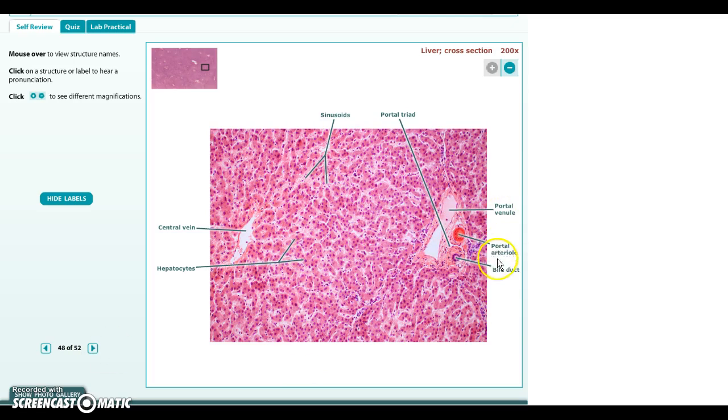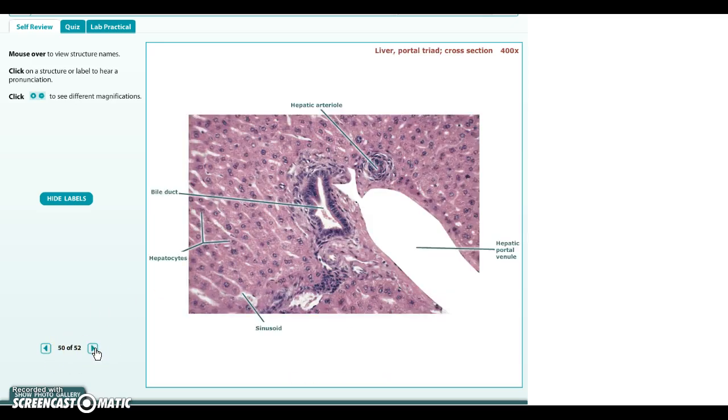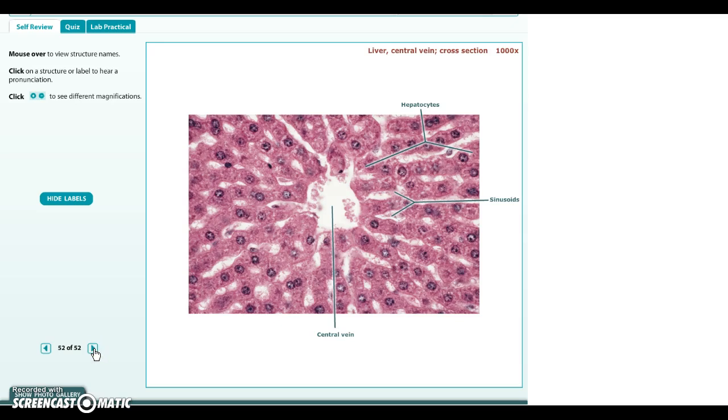As we continue here, there's another closer up look at the triad. I wouldn't necessarily expect you to be able to tell these components of the triad apart, but mainly there's just a beautiful view of that five-sided typical look of the liver lobule. Recognize that, recognize the central vein, and then they're not labeling it, but the triads in the corner here. Again, I wouldn't expect you to be able to distinguish these different parts of the triad. So I think that's about it on the liver.